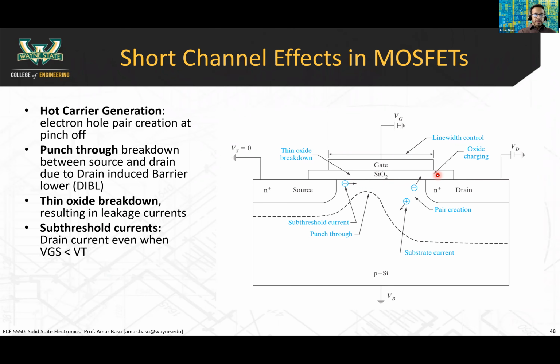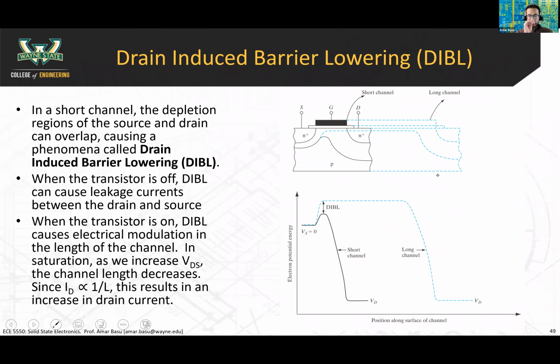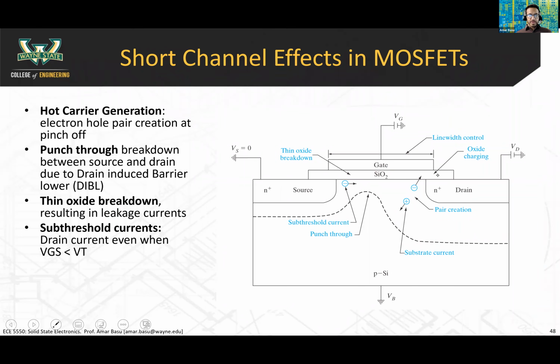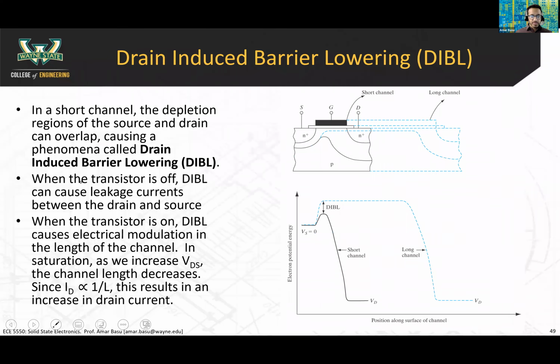Okay. So let's go on and talk about drain-induced barrier lowering. This item here is talking about an effect called punch through between the source and the drain due to something called drain-induced barrier lowering. This effect can cause leakage currents between the drain and the source. So when you think your transistor is off, it won't actually be off. And then the second thing is it causes short channel effects in the saturation region.